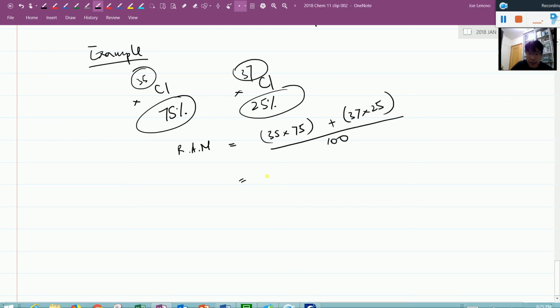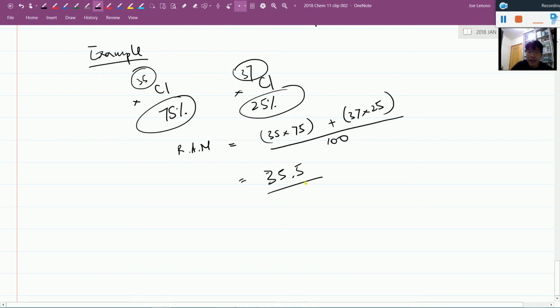So this 35.5 is what we call the relative atomic mass, and this is the mass that you find in the periodic table. It tells you one thing: just the average, the average of the mass of all the isotopes.